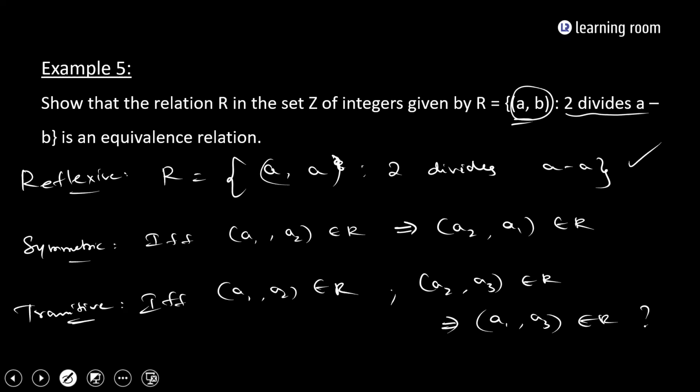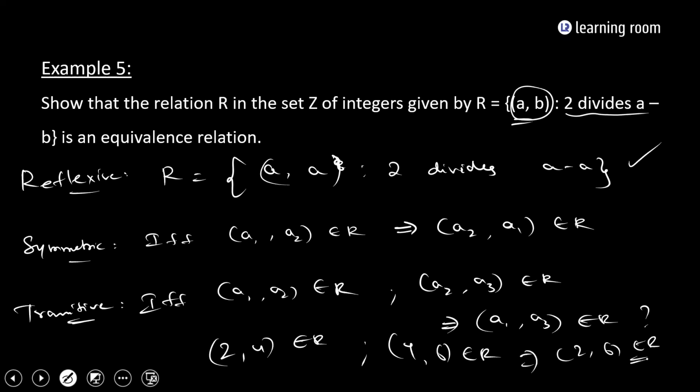Can you give me examples? If you're not able to go with the general case, you're always allowed to write some numbers that come to your mind. But the numbers you're writing should belong to that set. Can I write 2 comma 4 belongs to R, and 4 comma 6? You are free to choose the numbers. Can I conclude that 2 comma 6 also belongs to R? Yes, sir. So it is transitive.